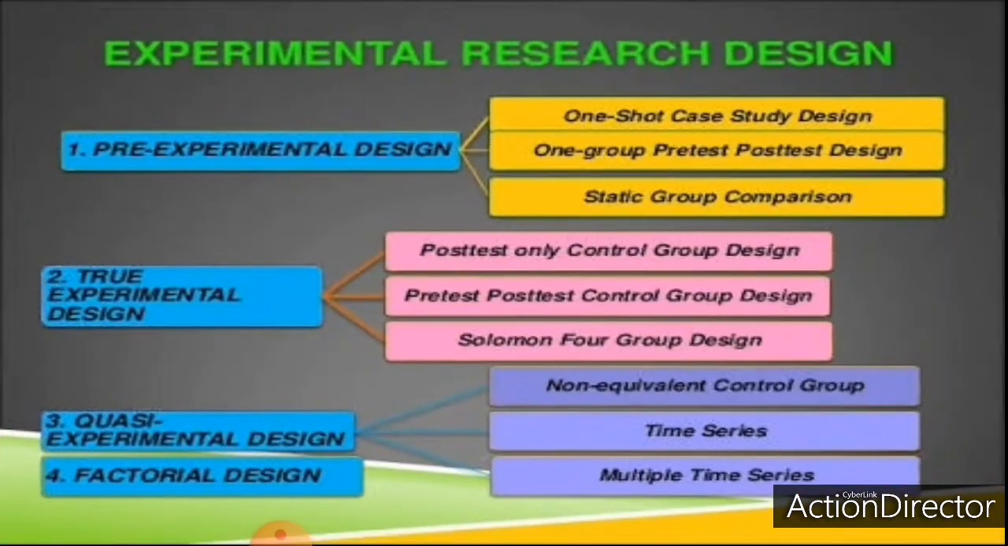In our previous video, we discussed true experimental research design. It is the second type of experimental research design. At that time, we discussed what is true experimental research design and what are the classifications of true experimental research design. Now in this video we can discuss the remaining types of experimental research design. They are quasi-experimental research design and factorial design.